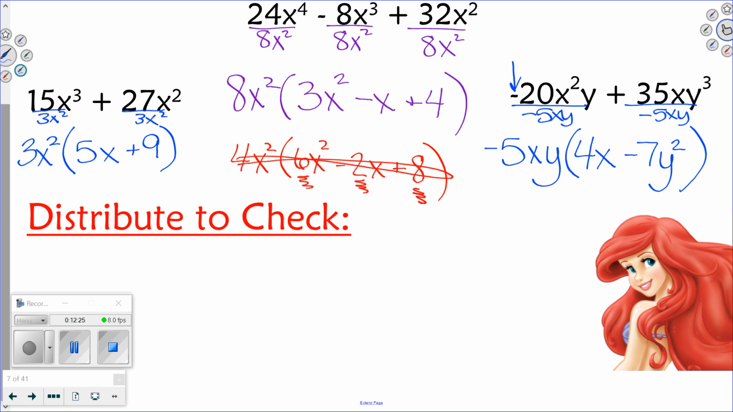Say that again. How would you? If you distribute it back, you would distribute here. So I would do negative 5 times 4 is negative 20. I have x times x is x squared, and I still have a y. Negative 5 times negative 7, positive 35. There was one right here.